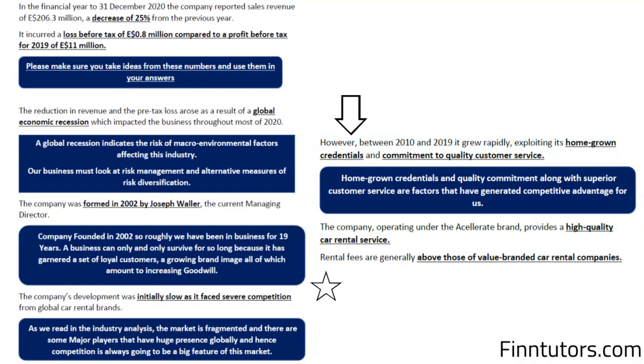Now, you don't have to particularly remember this. I always ask everybody to keep going through this recording, to keep going through our PDF file, keep reading it regularly. So you'll automatically have these numbers in your mind because of how we have created this document. Let's move on. The reduction in revenue and the pre-tax loss arose as a result of a global economic recession which impacted the business throughout most of 2020.